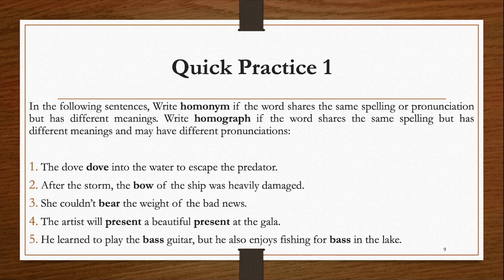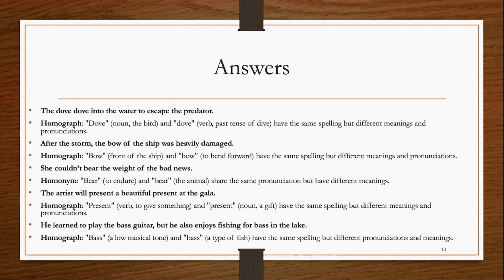Now, these are the 5 sentences. The dove dove into the water to escape the predator. After the storm, the bow of the ship was heavily damaged. She couldn't bear the weight of the bad news. The artist will present a beautiful present at the gala. He learned to play the bass guitar, but he also enjoys fishing for bass in the lake. Now, let's look for the answers.